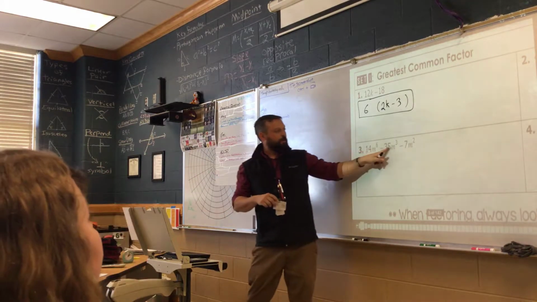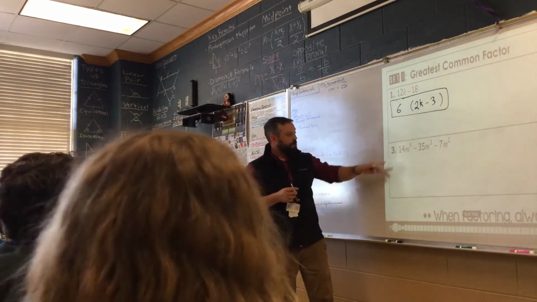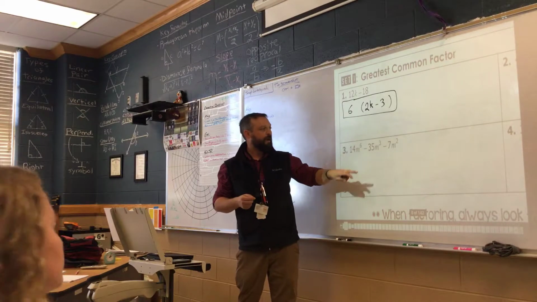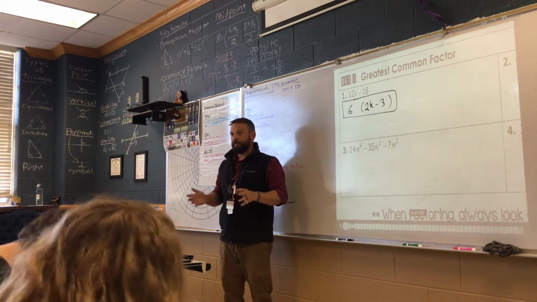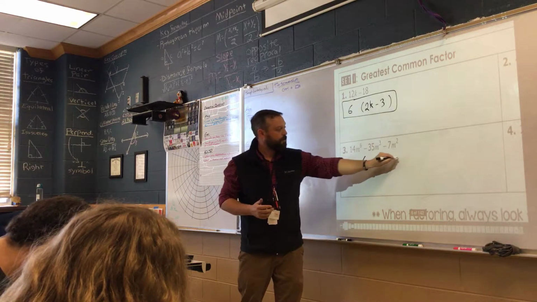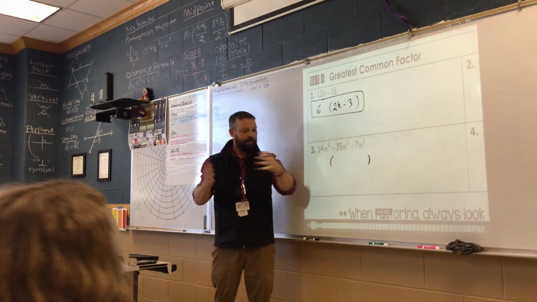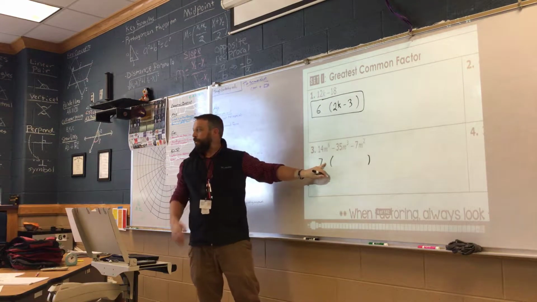So we'll do the numbers first, then we'll look at the variables, and we'll just go from there. So 14, 35, and 7. Greatest common factor is 7. Biggest one is 7. So the way I'm going to write this is, because I see that all of them have an M in it, I'm going to give myself a little room where I can put an M here later, okay?